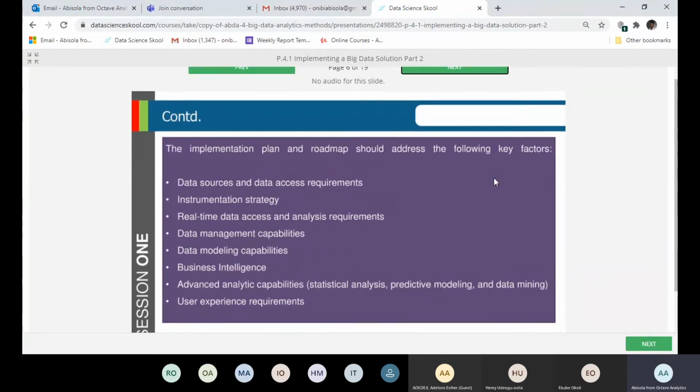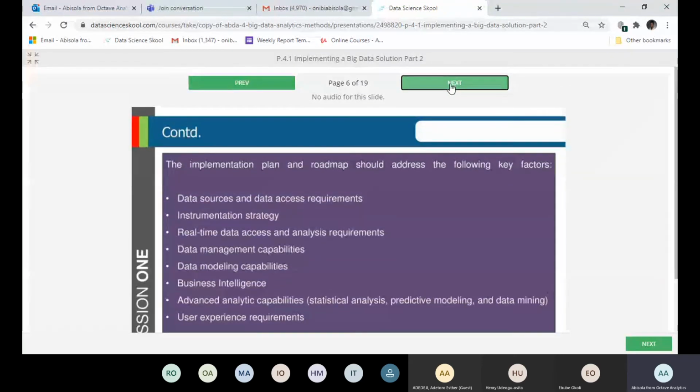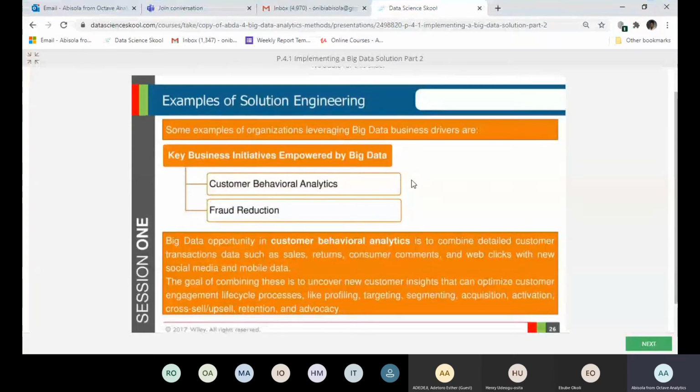So the implementation roadmap, what should you do? You get your data. How can you access your data in real time? How can you manage your data? Data modeling, how are you going to model your data? Business intelligence, which is visualization and all. Then advanced analytic capabilities. You do predictive modeling, data mining, statistical analysis, and so on. So this is the implementation part, where you actually implement all of these things that you've been working on so far. So that is about that.